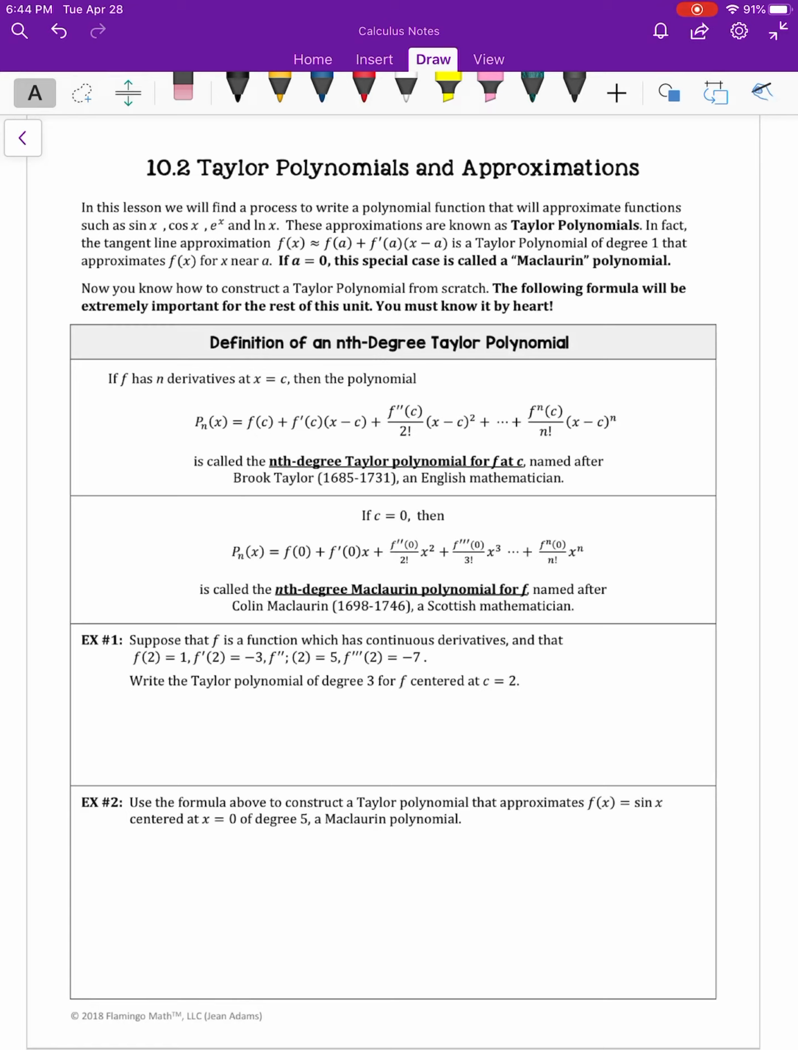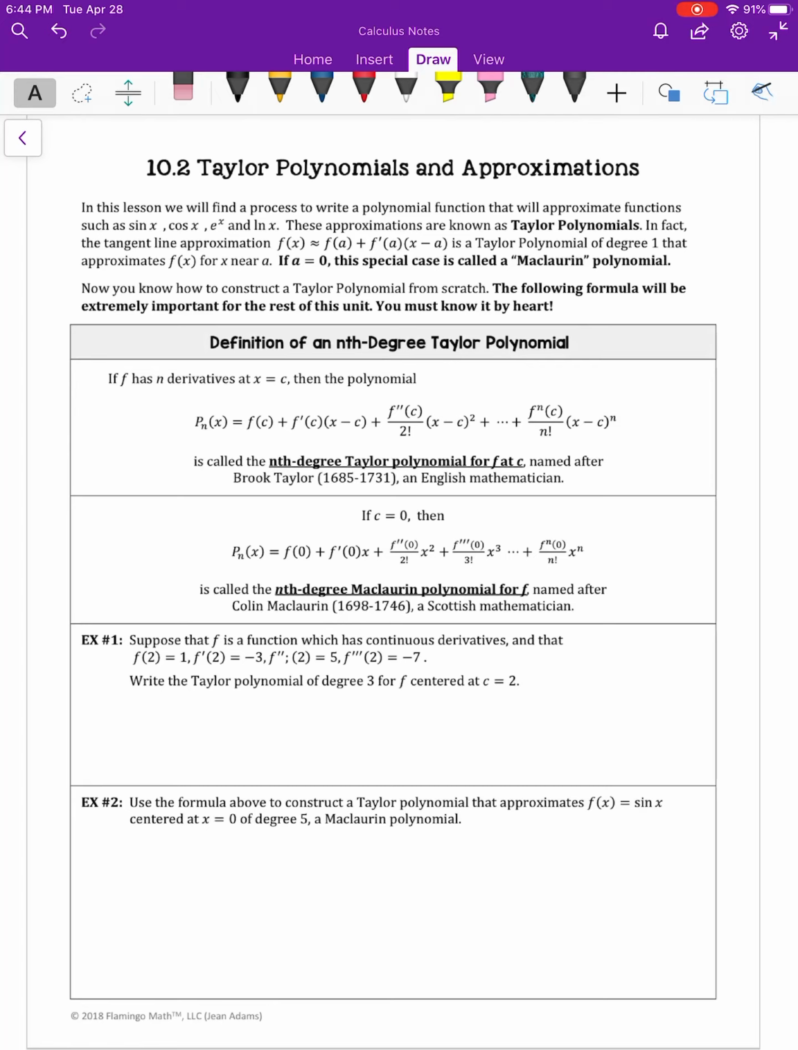In this lesson, 10.2, Taylor Polynomials and Approximations, we will find a process to write a polynomial function that will approximate functions such as sine x, cosine x, e to the x, and ln x. These approximations are known as Taylor polynomials.